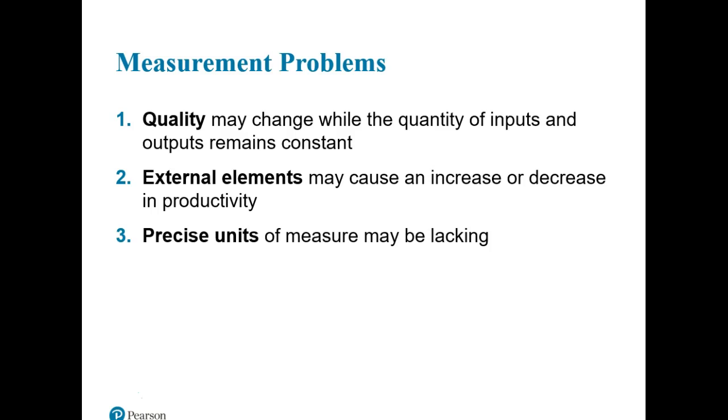Now, these potential problems with productivity should be emphasized. If evaluating performance of a plant, a manager, a division, and so forth, it is important to compare apples to apples and evaluate individuals on outcomes over which they have control. Here, quality may change while the quantity of inputs and outputs remain constant. External elements may cause an increase or decrease in productivity, and precise units of measure may be lacking.